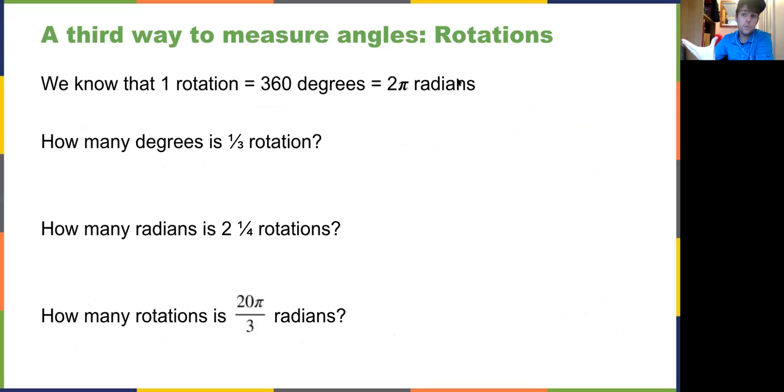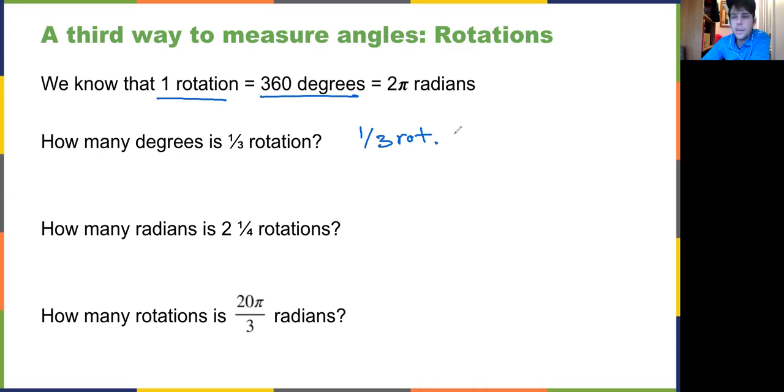So last way, we've already kind of delved into this, but another way that we can measure angles is what fraction of a full rotation, or how many full rotations, or how many and what fraction of a rotation takes place. Not too difficult here, but we know that one rotation is equal to 360 degrees. So 1/3 of a rotation, we'll abbreviate that rot.